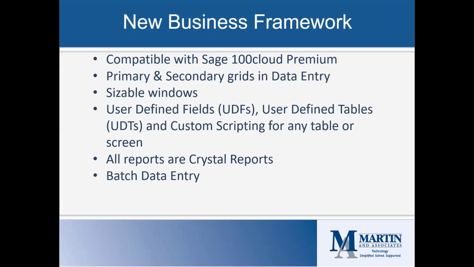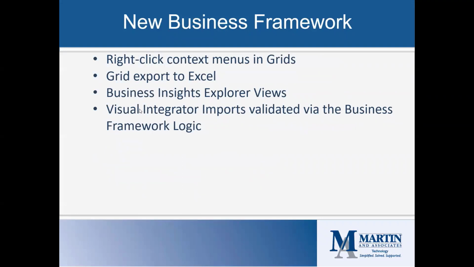All the data entry spots inside of the production management module are batch entry as well, and that's one of the features of the new business framework. A couple more things here in the new business framework. Right-click context menus in the grids. So that means when you're in any of the grid entry screens, you have the ability to right-click, and there's some additional functionality behind that right-click. Also, when you're in any of the grids, you have the ability to right-click and export out to Excel.